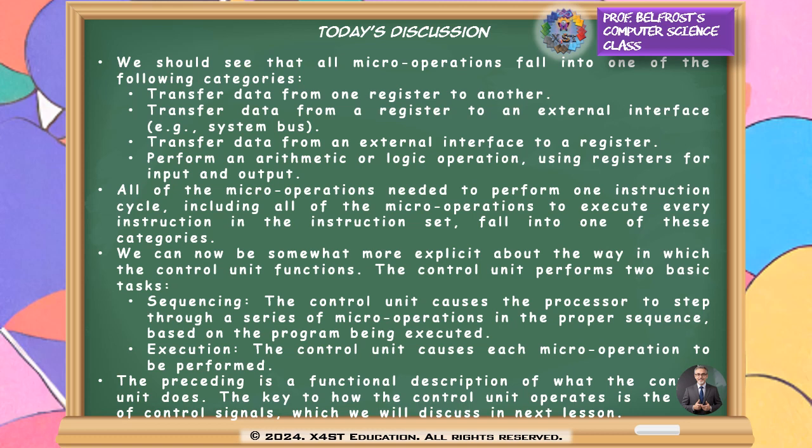We can now be somewhat more explicit about the way in which the control unit functions. The control unit performs two basic tasks. The first one is sequencing. The control unit causes the processor to step through a series of micro operations in the proper sequence based on the program being executed. The second task is execution, in which the control unit causes each micro operation to be performed. The preceding is a functional description of what the control unit does, and the key to how the control unit operates is the use of control signals, which we will discuss in the next lesson.